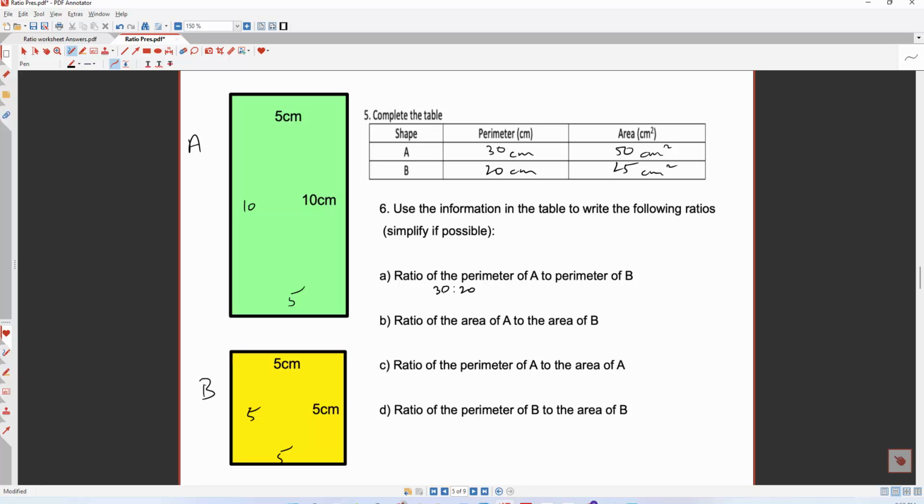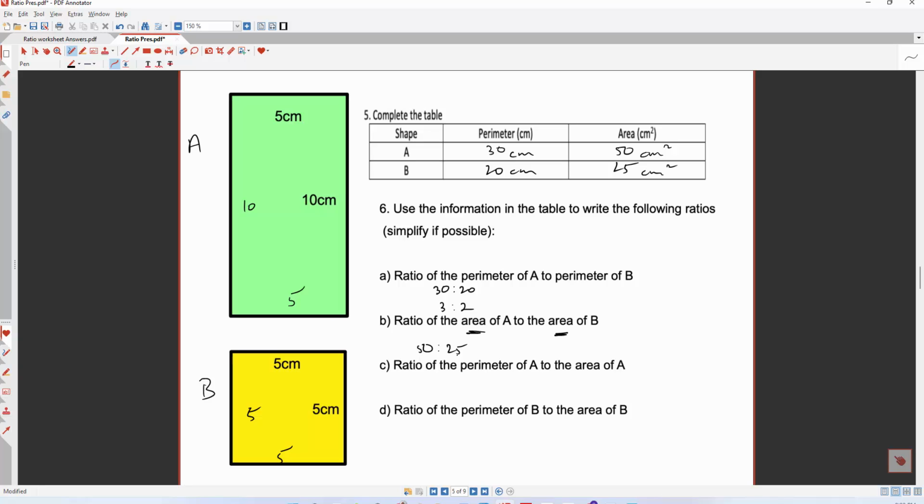Now what we can do is divide both of those numbers by 10, so the highest number that goes into both of them is 10. So another way of writing that ratio is 3 to 2. Alright, let's do the ratio of the area of A, so the area is what we're talking about here, compared to the area of B. So the area of A is 50 to the area of B, which is 25.